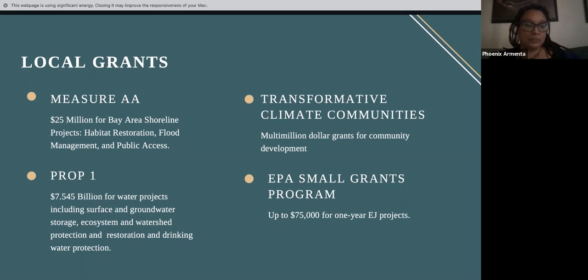Prop 1 you might hear about is $7.545 billion for water projects, including surface and groundwater storage, ecosystem and watershed protection, and restoration and drinking water protection. And another possible grant is the EPA Small Grants program put out by Cal EPA, which allows for $75,000 for 1 year to go towards EJ projects in the community. These are all grants that we've been able to get in the past.